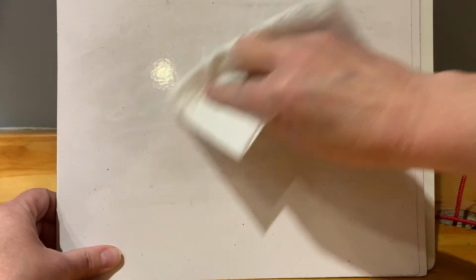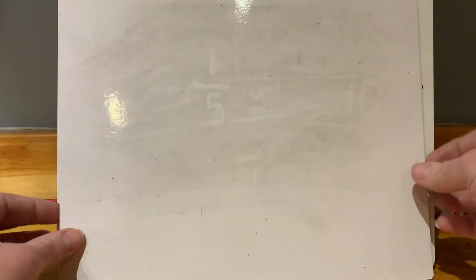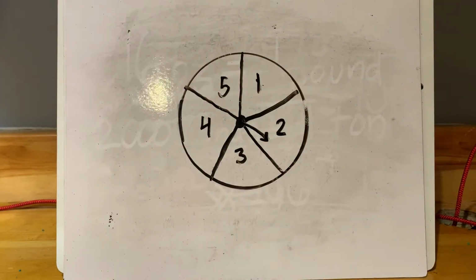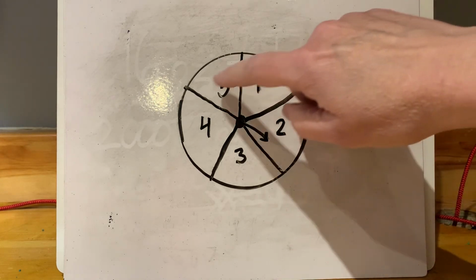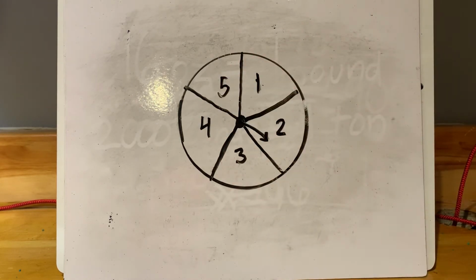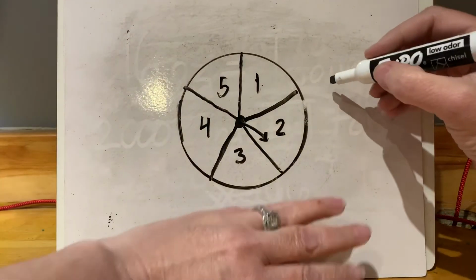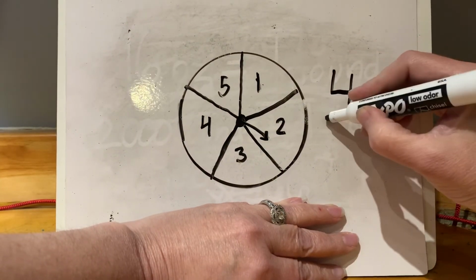What is the probability of it not stopping on 3? There are 4 ways for the spinner to not stop on 3. So there's 1, 2, 3, 4 other spots. So the probability is 4 to 5.